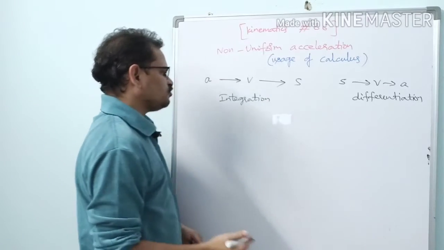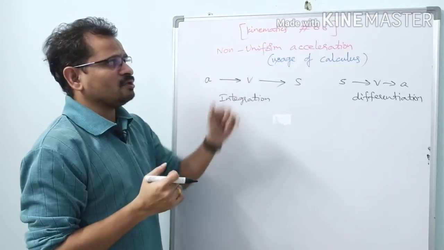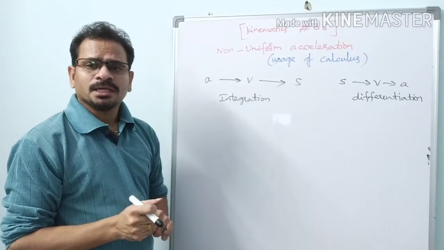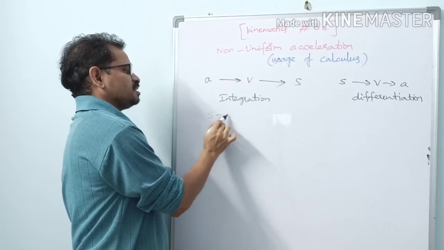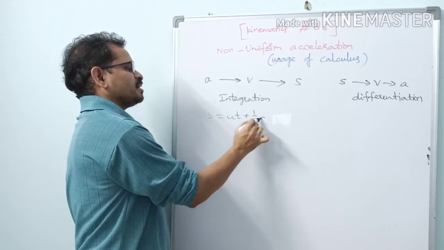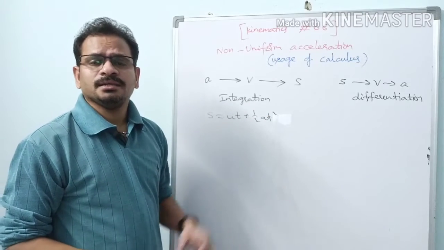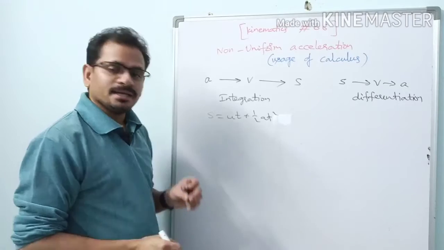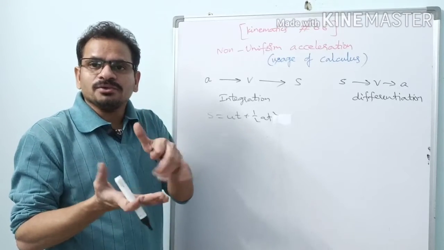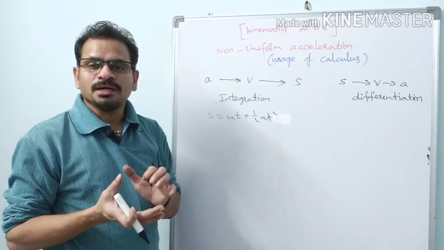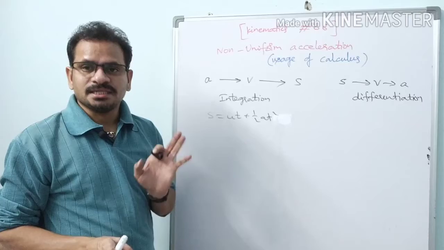So what are the formulae? For non-uniform acceleration, we cannot use the kinematic equations: s equal to ut plus half at square, v equal to u plus at, v square equal to u square plus 2as, and Sn equal to u plus a into n minus half. They are called kinematic equations. We cannot use them for the non-uniform acceleration case.